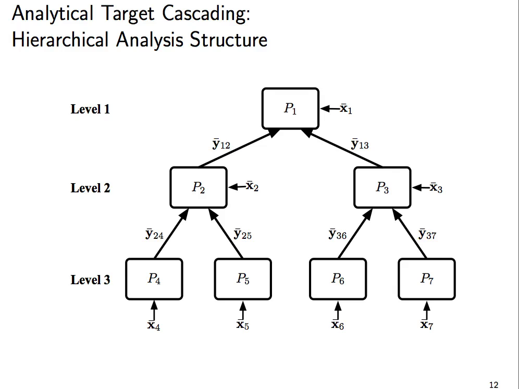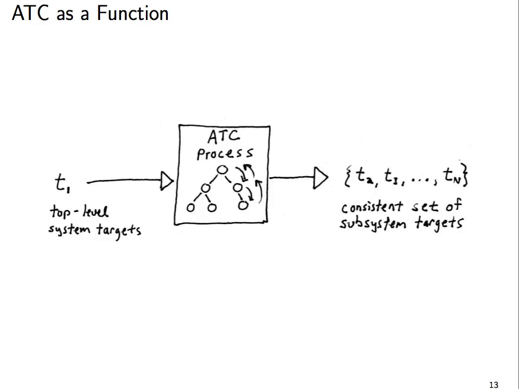The diagram of the powertrain design problem has a similar structure. For example, the top-level powertrain simulation requires as input a characterization of subsystem properties such as engine power loss maps. These power loss maps are coupling variables. As we saw a moment ago, the ATC process can be viewed as a function where top-level targets, T1, are inputs, and a consistent set of subsystem targets are the output. The resulting targets can then be used by engineers in their system development efforts.